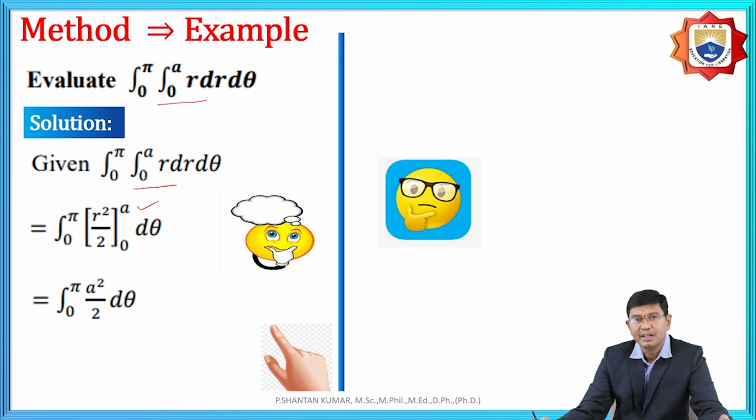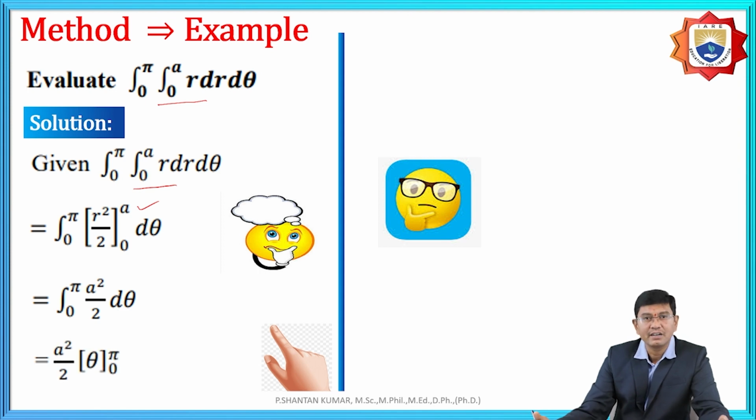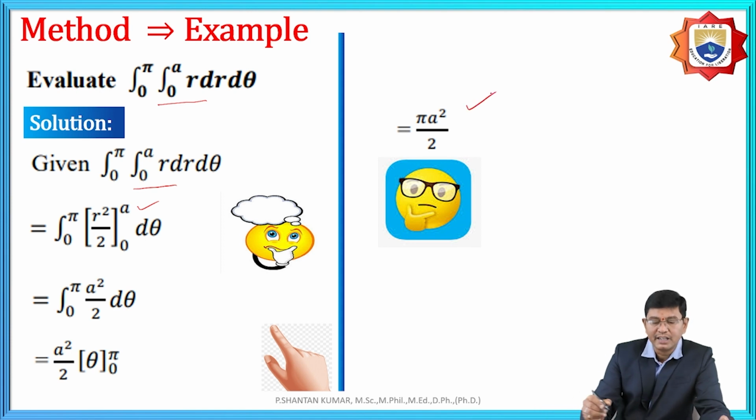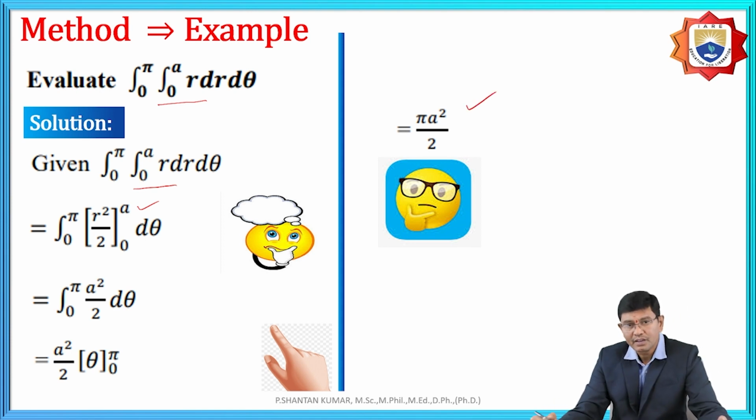Here a square by 2 is a constant, so we take it out common outside, and integrate 1 with respect to d theta. That integration is theta. Therefore, replacing theta with the limits 0 to pi, the solution is a square by 2 into pi, that is pi a square by 2. In this particular class, the limits are with respect to r and theta, where r has constant limits and theta is in terms of pi values.